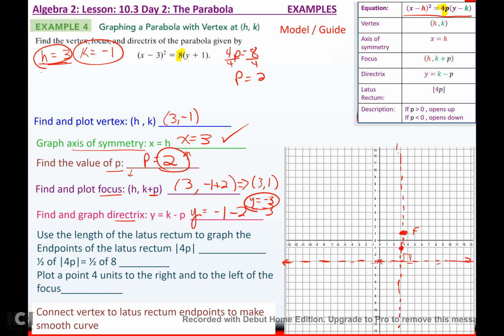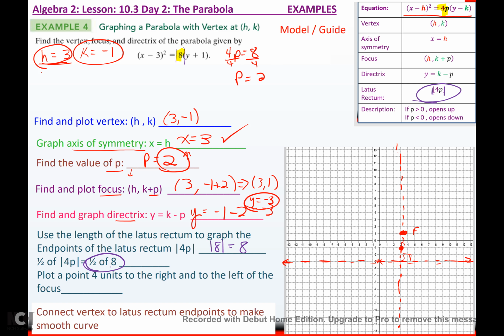Okay, so now we need 2 more points and we're good to graph. This is where the latus rectum comes into play. The latus rectum, that should say the absolute value. I picked the wrong symbol, sorry. Those should just be straight bars. The latus rectum is the absolute value of whatever's touching the y parentheses. So my latus rectum is going to be the absolute value of 8, which is 8.